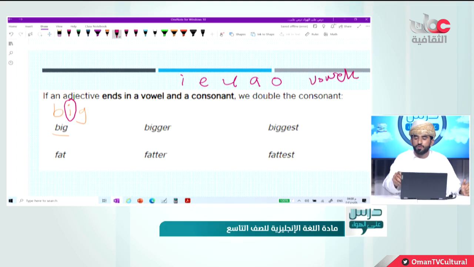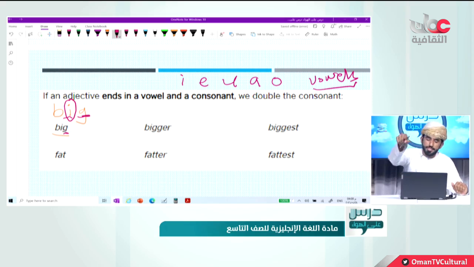Now this is the rule. This is the condition. If there is a vowel before the last consonant, like big here, you've got I. If there is a vowel before the last consonant, G is the consonant, right? In the word or the adjective, we double what?